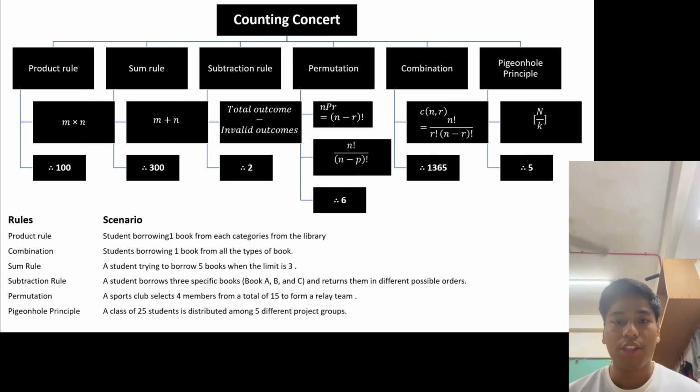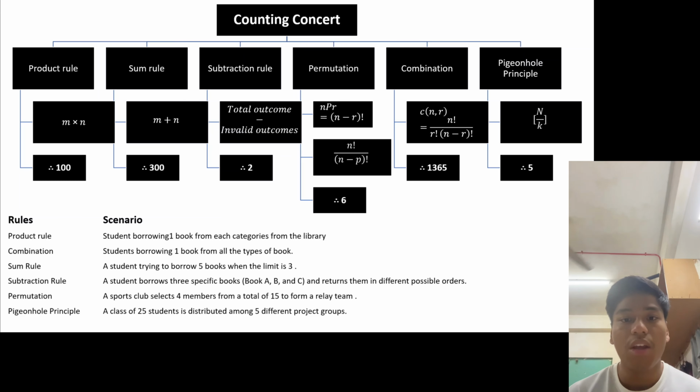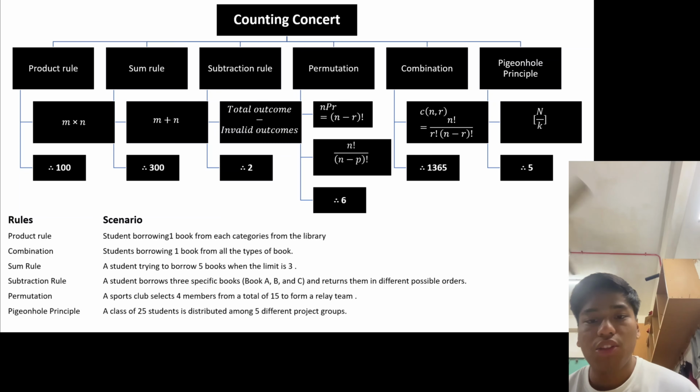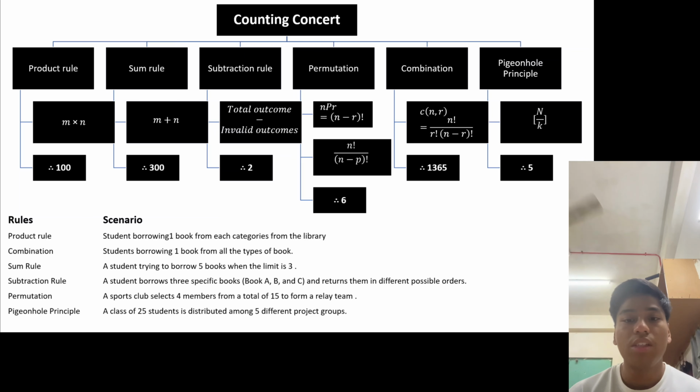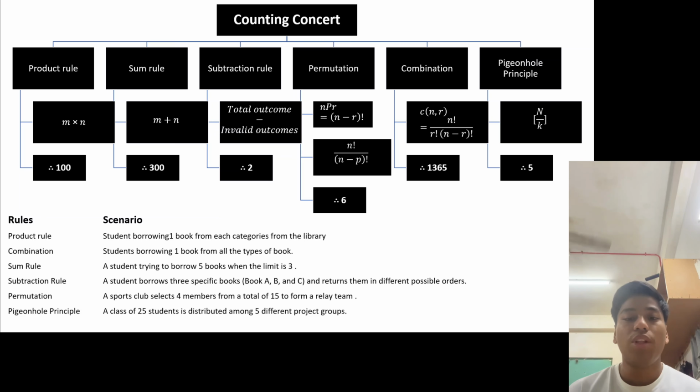For the sum rule, the student is borrowing only one book, and the book can come from either the knowledge section or the fiction section. These two options are mutually exclusive because the student can only choose one book, not both. There are 200 knowledge books and 100 fiction books. So using the sum rule, I add the two possibilities: 200 plus 100 equals 300. Therefore, there are 300 ways the student can borrow one book.